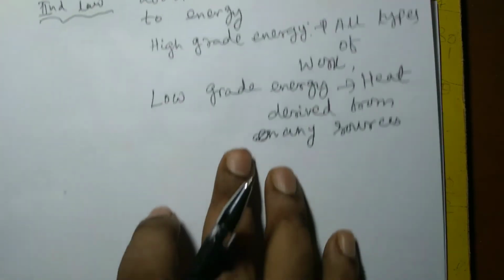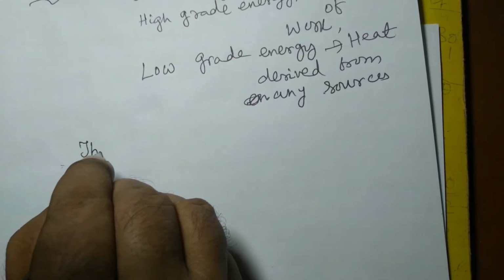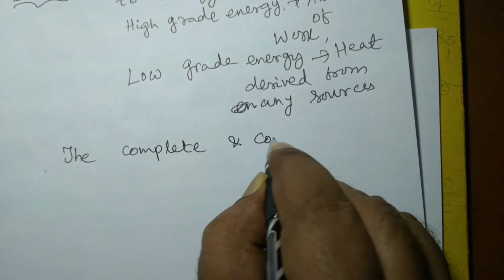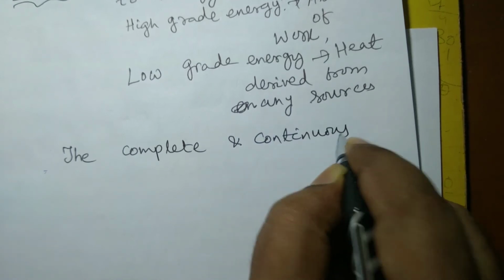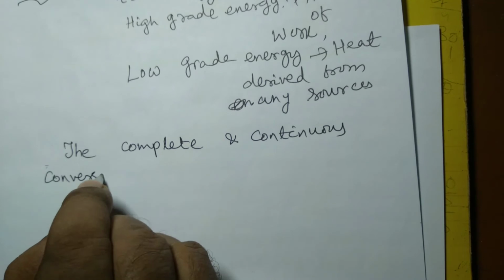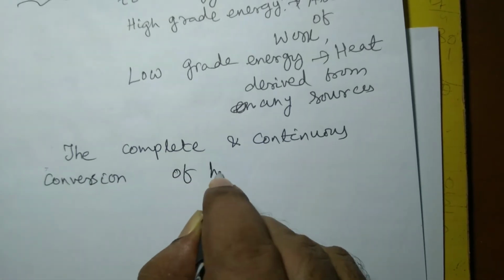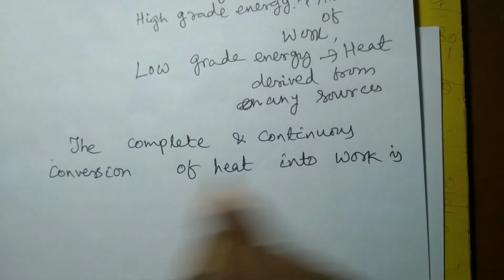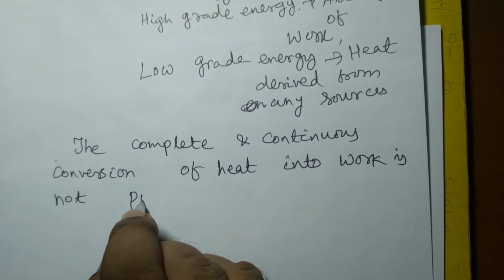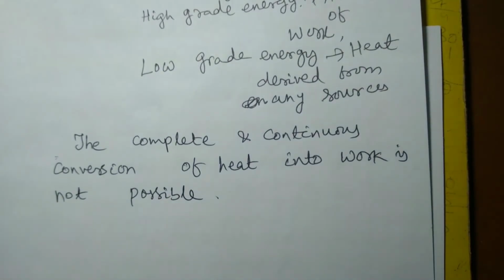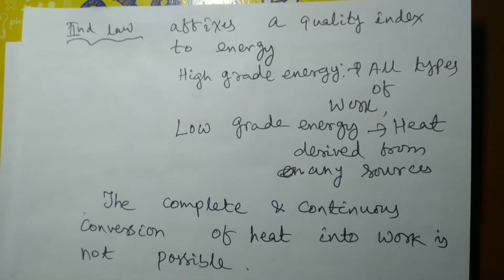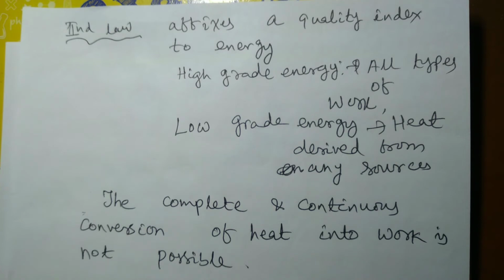Because the complete and continuous conversion of heat into work is not possible. You know, that's why heat is called low grade energy. Heat cannot be converted completely and directly into work, but work can be converted easily and completely to heat.